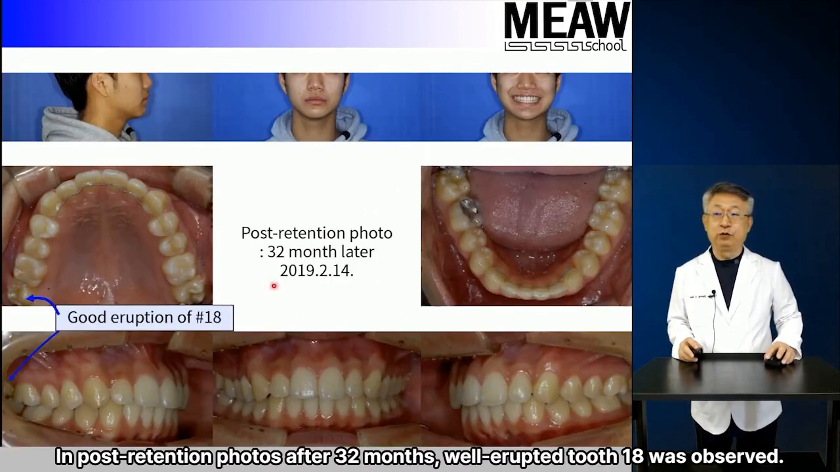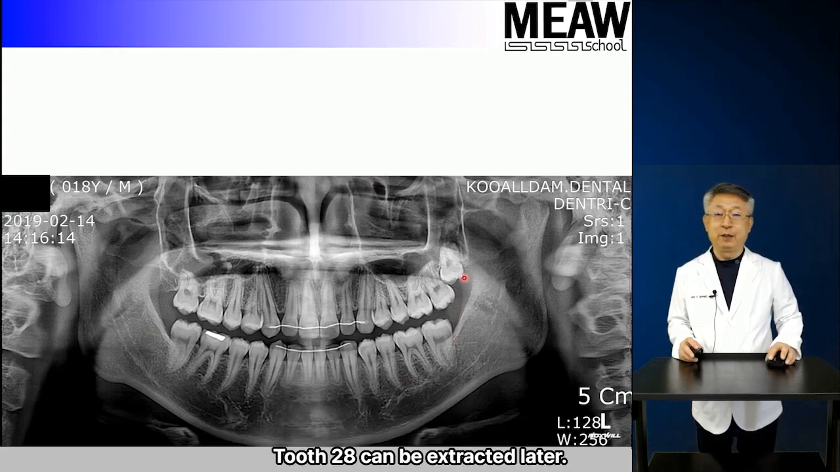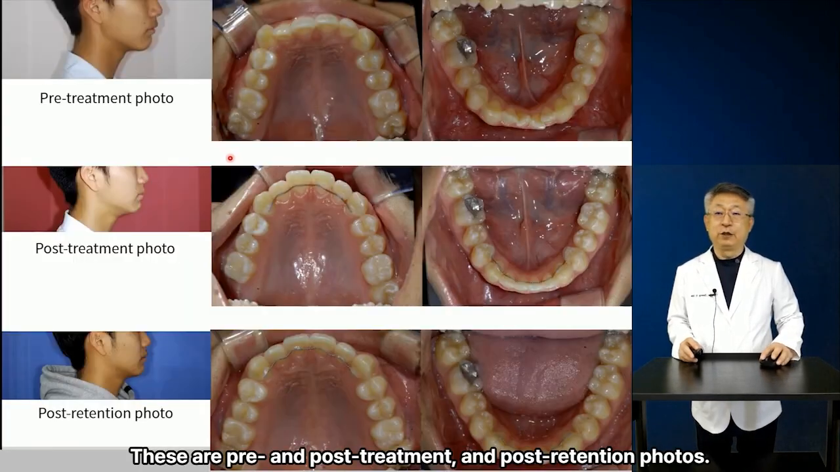In post-retention photos after 32 months, well-erupted tooth 18 was observed. In panoramic X-ray as well, tooth 18 was well-erupted and teeth 38 and 48 were extracted. Tooth 28 can be extracted later. These are pre- and post-treatment and post-retention photos.